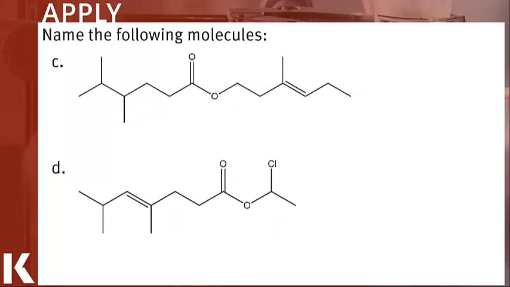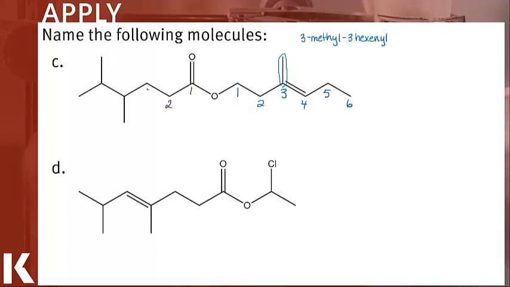Let's look at our third molecule. Again, we will start with our alkyl group. And we have 1, 2, 3, 4, 5, 6 carbons. So I know that this is going to be a hexenyl. Off of the third carbon, I have a methyl group and a carbon-carbon double bond on that third carbon. So I'm going to get 3-methyl-3-hexenyl.